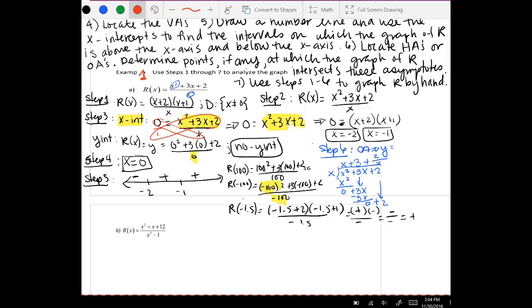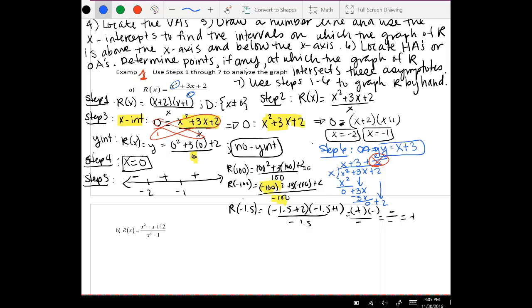But remember, x approaches, I'm sorry, x approaches infinity. So 2 divided by some huge, ginormous number is going to be approaching 0, so that's going to be insignificant. So your oblique asymptote is just simply y equals x plus 3. So we are going to box this up.